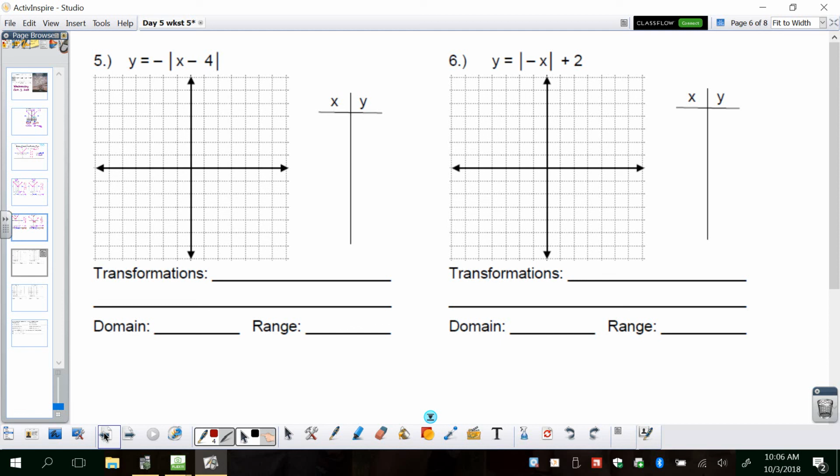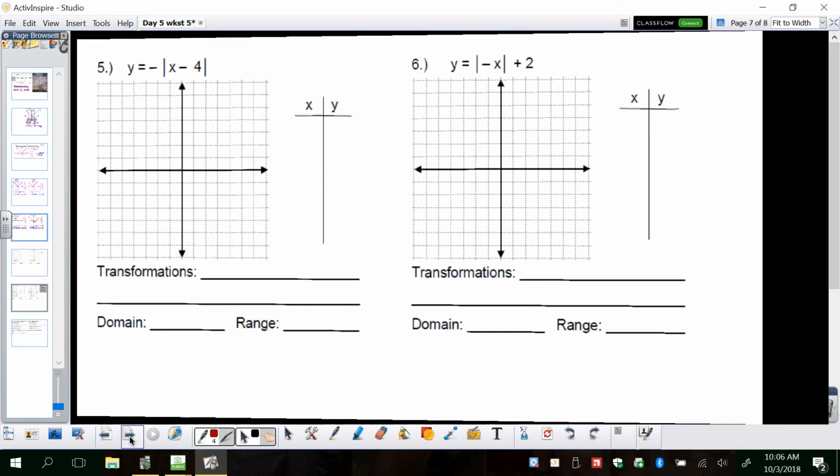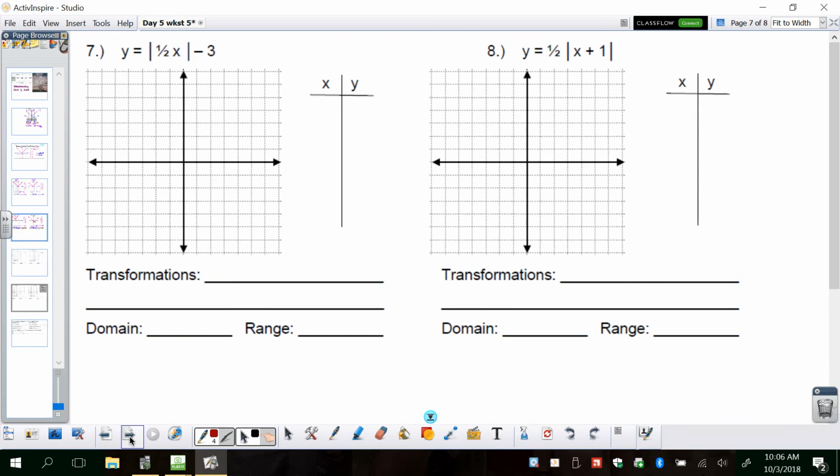Haha. I did my key wrong. It should go up 2. I'm losing my mind. Okay? It should go up 2. Any questions on these two? Okay? On number 6, because it has that outside, that vertical change of +2. Okay, let's do number 8, and then I'm going to let y'all practice.